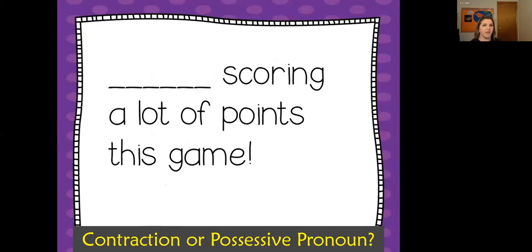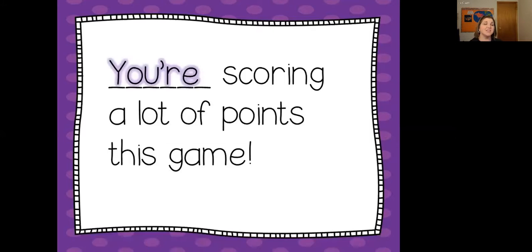And the last one: you're scoring a lot of points this game. Is it going to be a contraction or a possessive pronoun? Well, let's think. If it's a possessive pronoun, Y-O-U-R, well, what belongs to you? Your scoring, is it your scoring? No, scoring doesn't belong to you. Is it points belonging to you? No, that doesn't make sense. Well, let's try to plug in you are. You are scoring a lot of points this game. That makes sense. So my answer is you're. It is a contraction. You're exactly right.